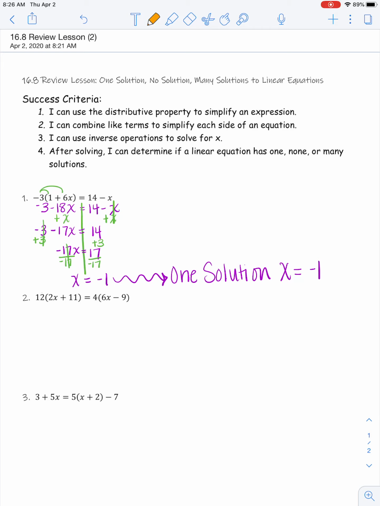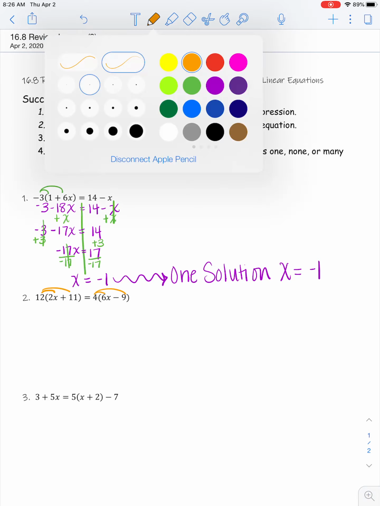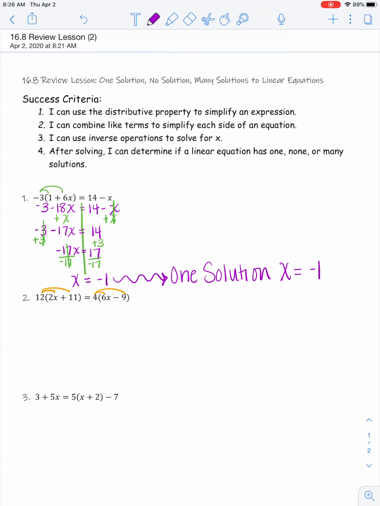We're going to start and see if we need to distribute. And in this case, again, we do need to distribute. We have a 12 to distribute and a 4. So I'm going to go ahead and do that. Okay, 12 times 2x gives me a 24x. 12 times 11 gives me 132. Distributing the 4 on the right, 4 times 6x gives me 24x. 4 times -9 gives me -36.